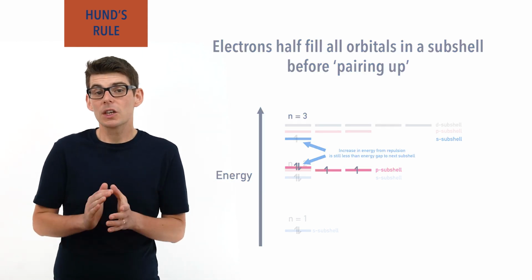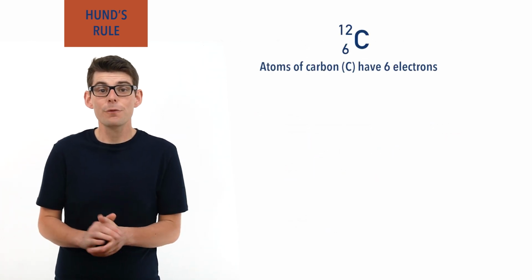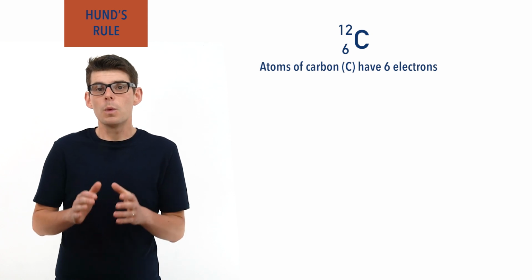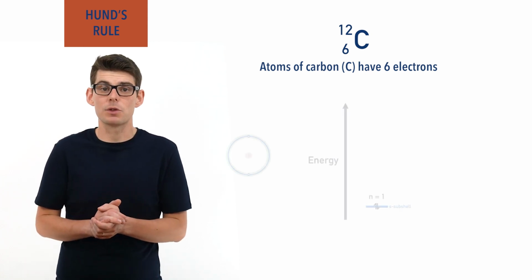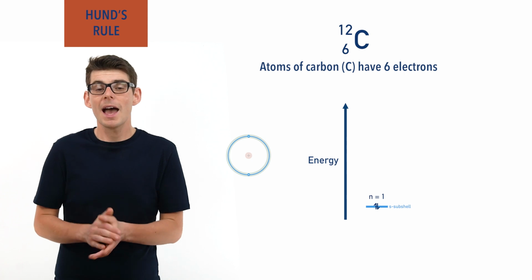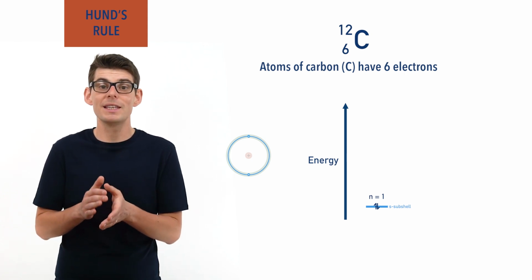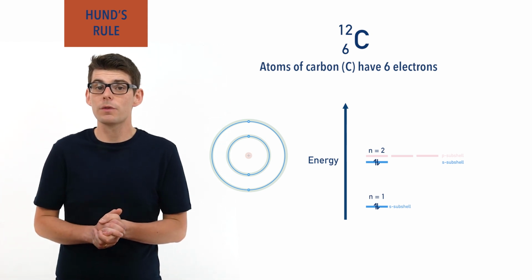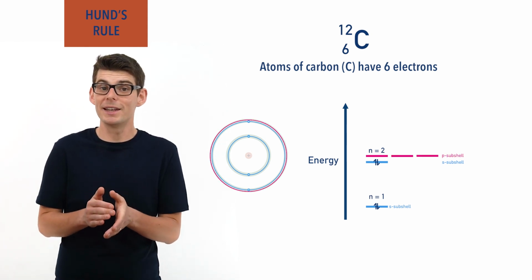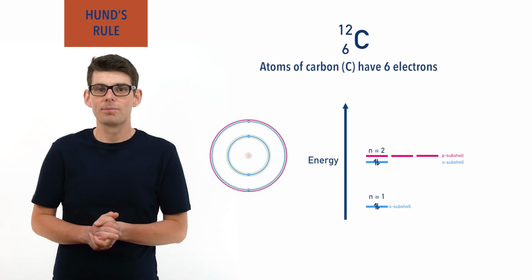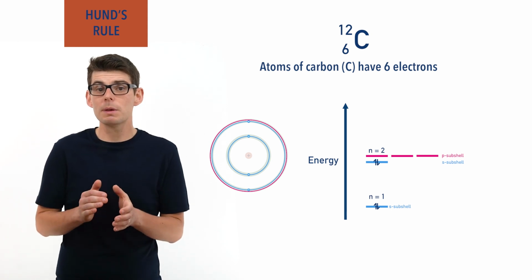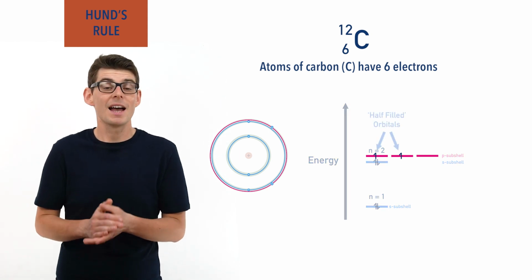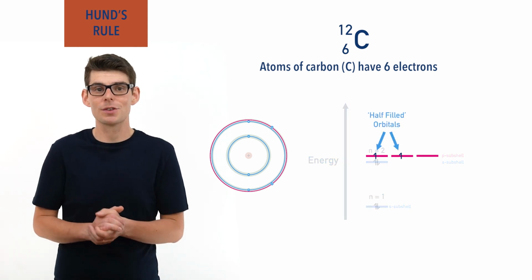For example, carbon has 6 electrons. If we fill up a carbon atom with electrons based on the aufbau principle, we put 2 electrons in the s subshell in the n equals 1 energy level and 2 electrons in the s subshell in the n equals 2 energy level. This leaves 2 electrons left over to put in the p subshell in the n equals 2 energy level. To avoid repulsion, these would be placed in separate p orbitals, each being described as half-filled as they only contain 1 electron each.